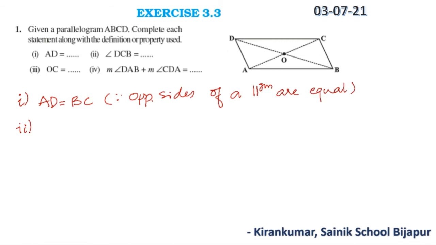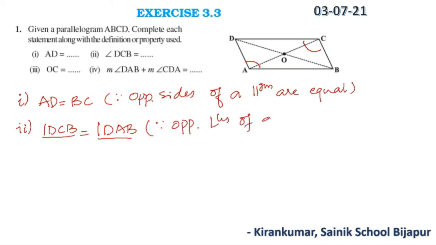Second sub-question, angle DCB will be equal to, look at angle DCB, this angle and angle DAB, they are equal because the opposite angles of a parallelogram are equal. Opposite angles of a parallelogram are equal.